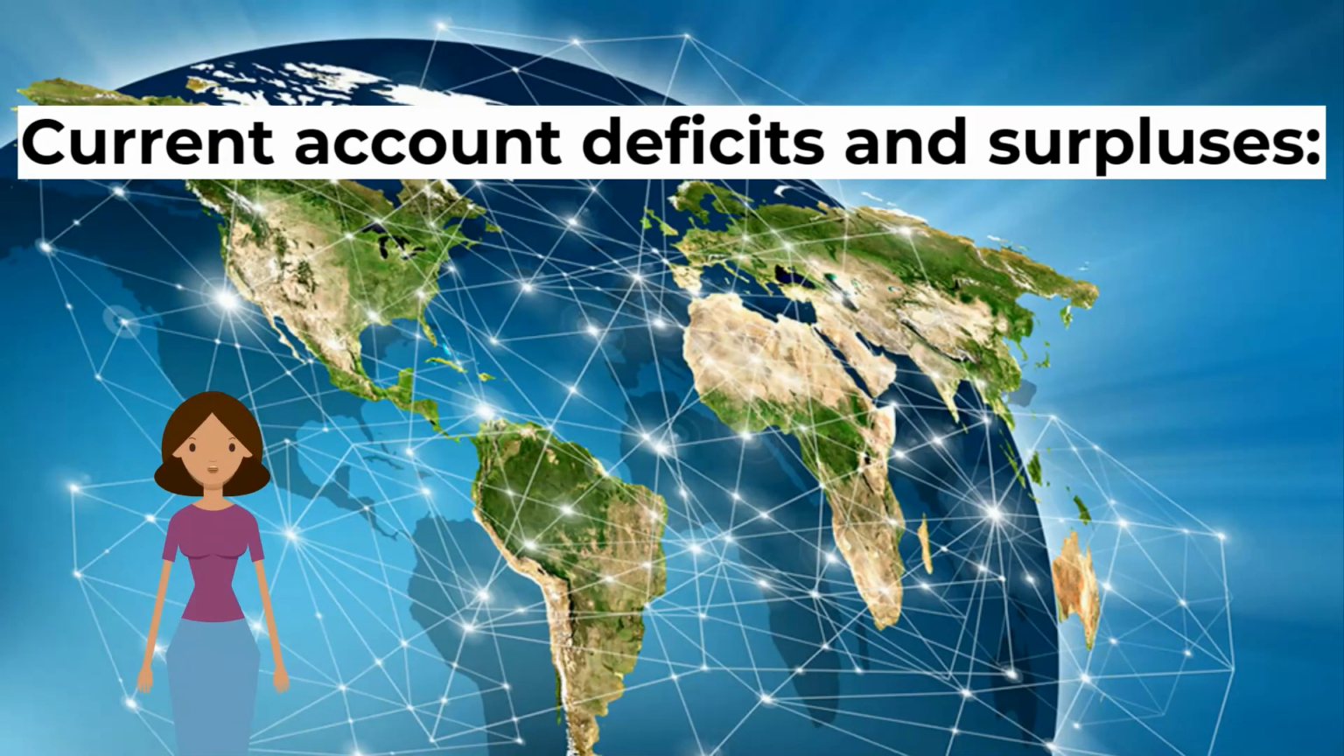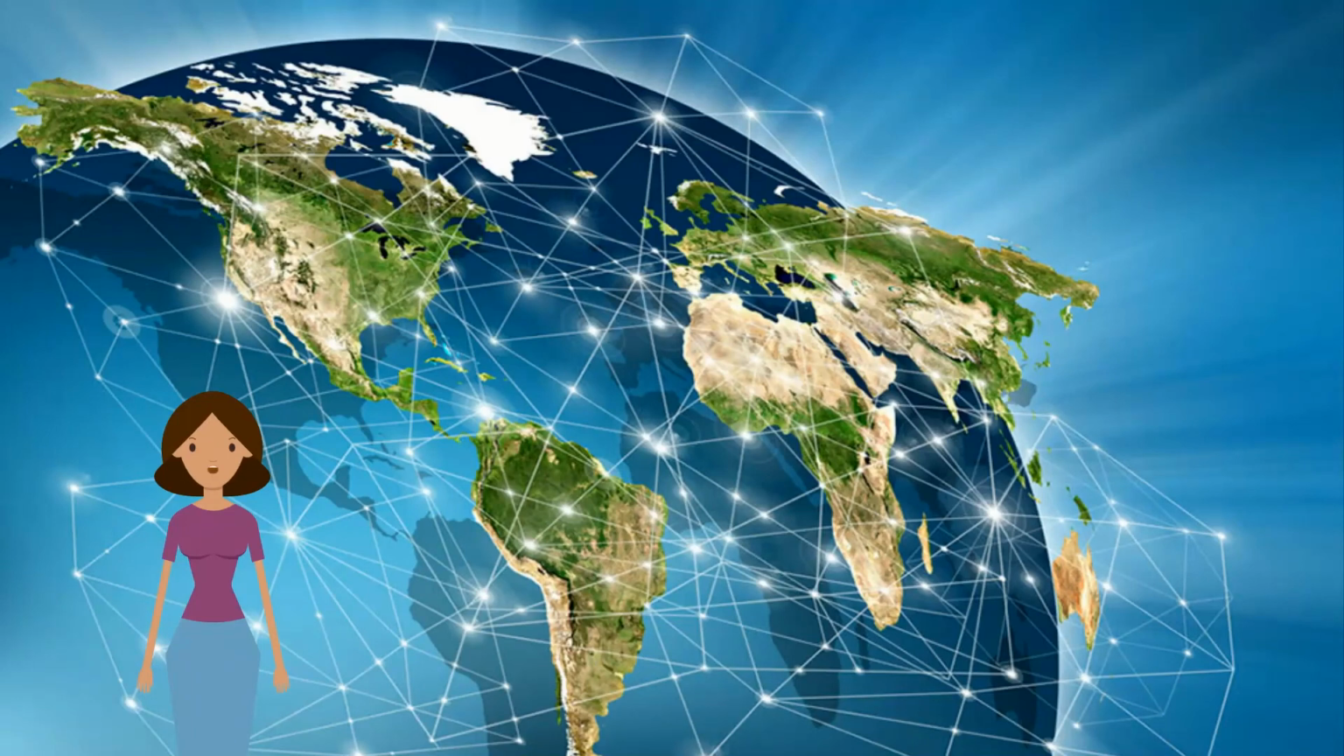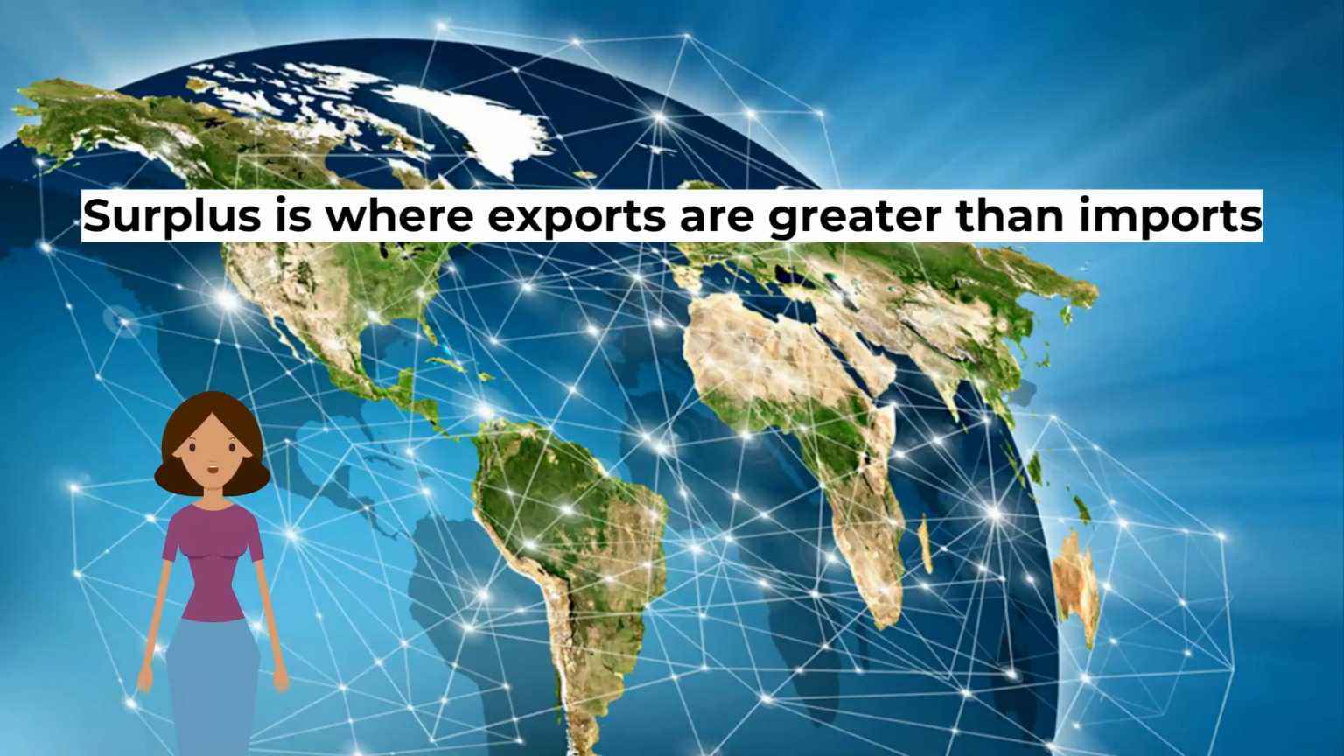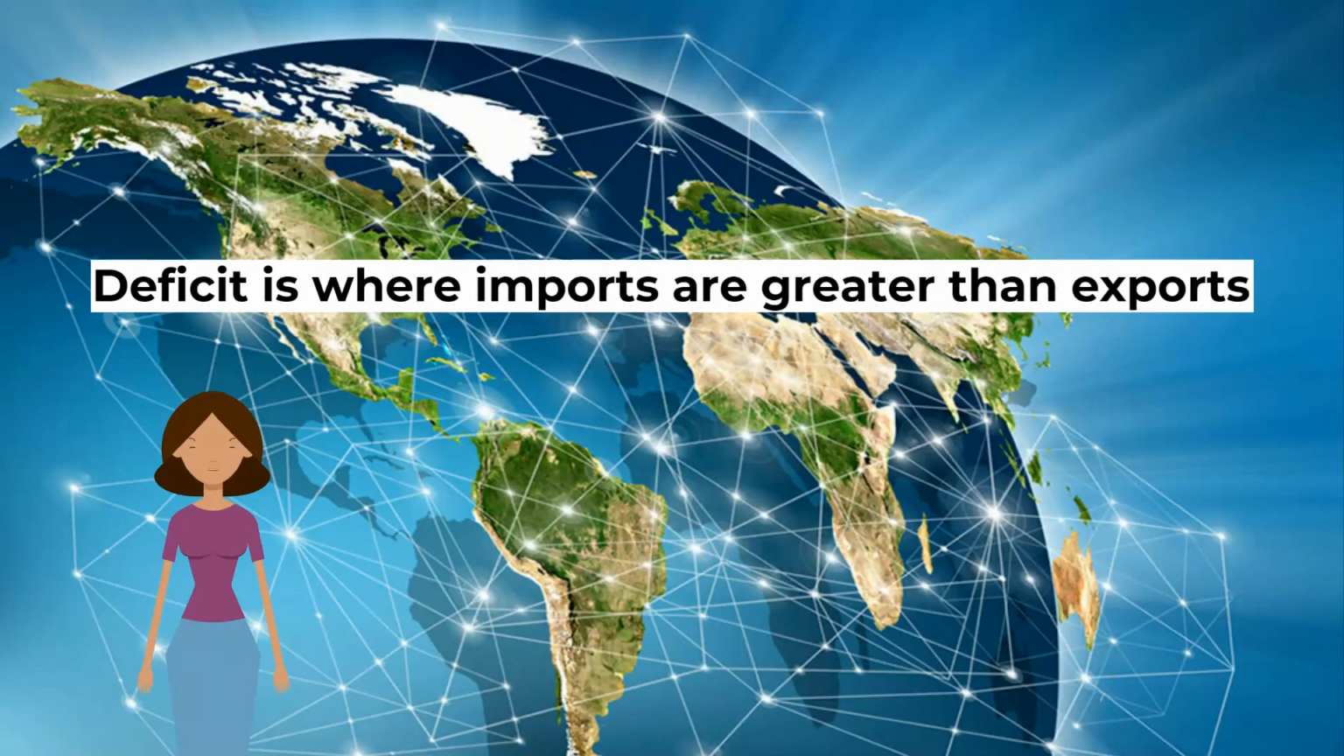Next, let's look at the current account deficits and surpluses. The current balance equals balance of trade plus balance of invisibles plus net income and current transfers. A current account surplus is where exports are greater than imports, so the current balance is positive. A current account deficit is where imports are greater than exports, so the current balance is negative.